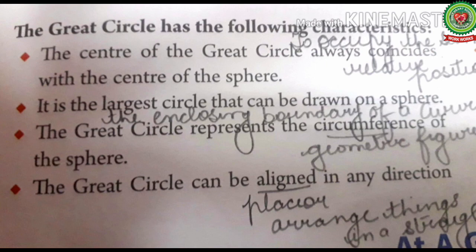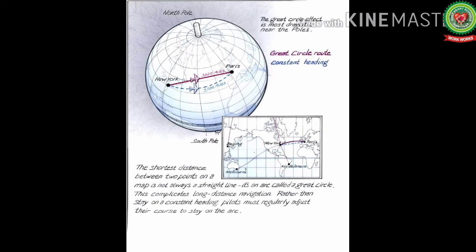The great circle can be aligned in any direction of the sphere. Align means place or arrange things in a straight line. A great circle can be drawn to include any 2 points on the surface of the sphere. It connects these 2 points in the shortest distance between these points on the surface of the sphere. It means it helps us to know the shortest distance between the two places.